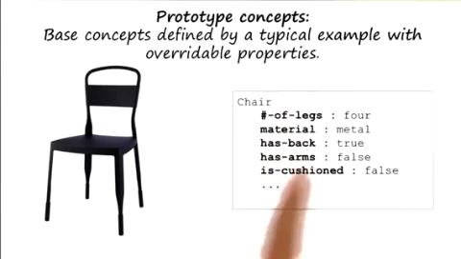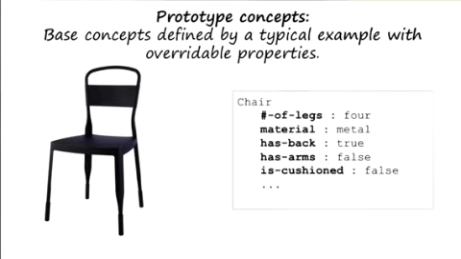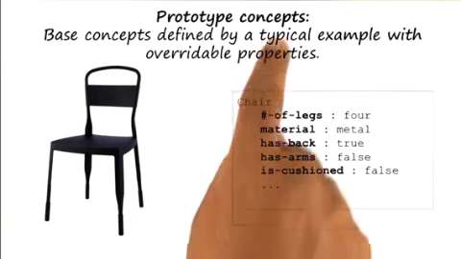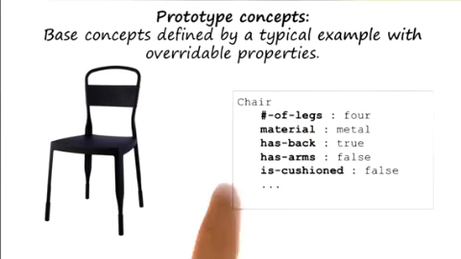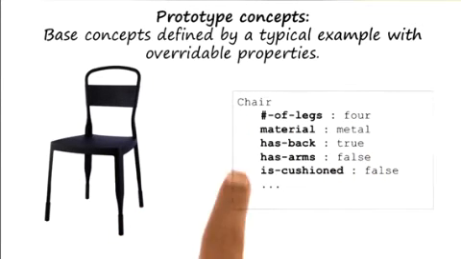A frame has slots and fillers, as you may recall, and we use frames to represent stereotypes. Here we're talking about prototypes, so very closely related. So concept is the content we're going to represent. Frame is the form in which we're going to represent it. So a notion of prototypical chair might be it has 4 legs, the material is metal, it has a back, it does not have arms, and it's not cushioned.